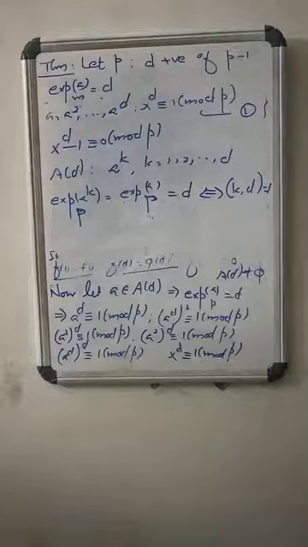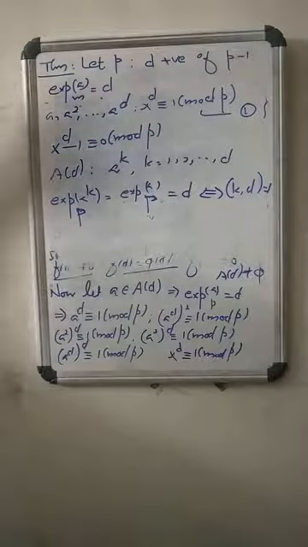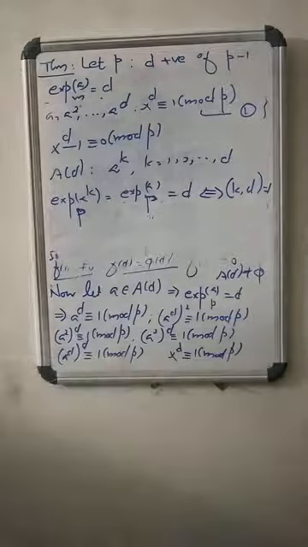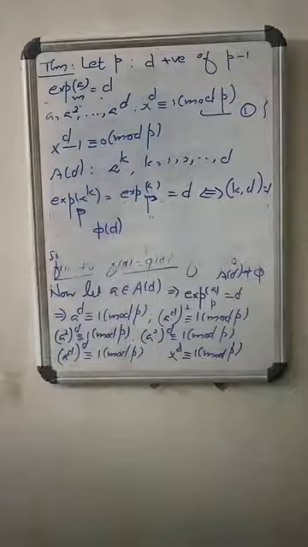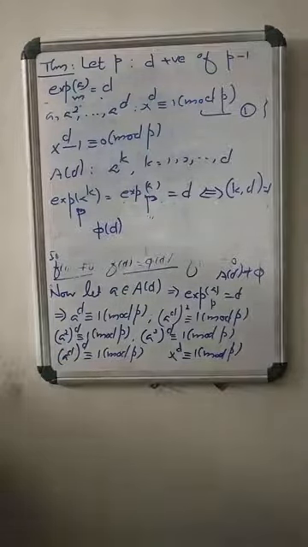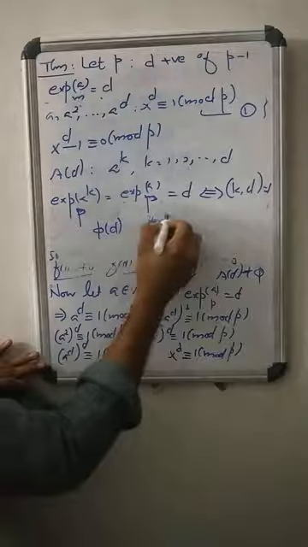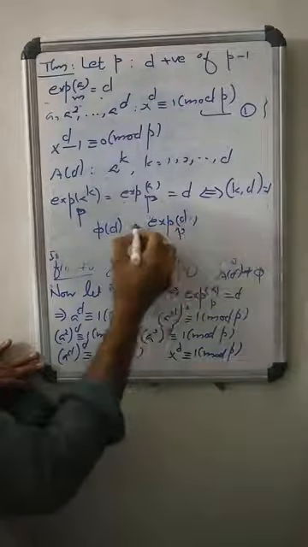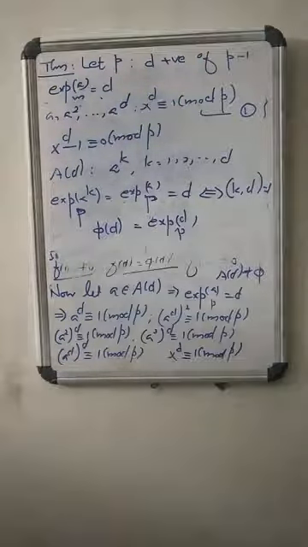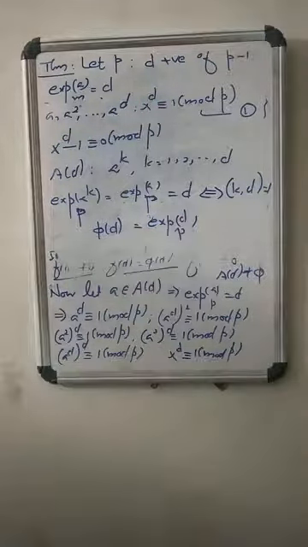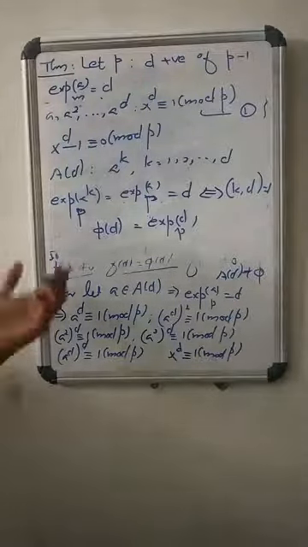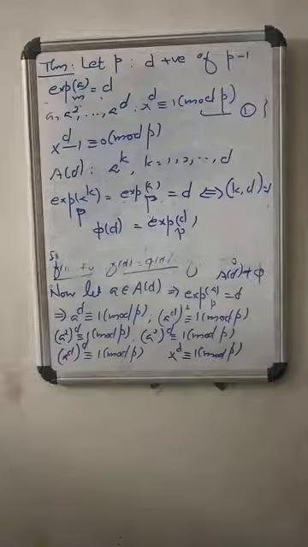Therefore, among the d numbers a, a², …, a^d, there are phi of d such numbers which have exponent d mod p. So the exponent d mod p equals phi of d, which is a primitive root. Then we have phi of d equals f of d, where f of d is the number of elements in A(d). That is what we recurse here.